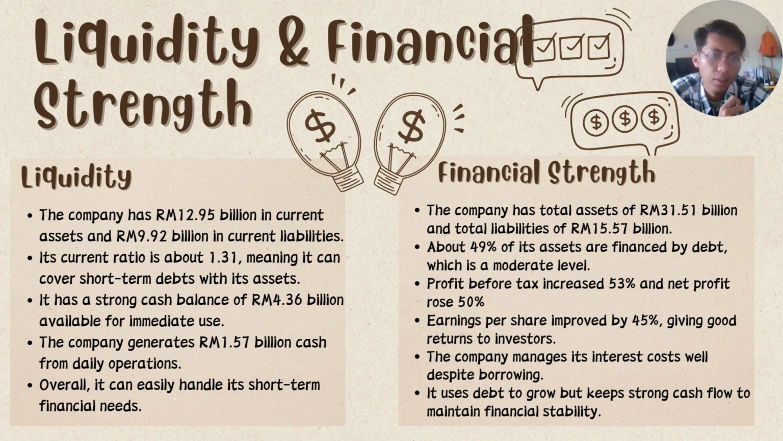It has a strong cash balance of 4.36 billion available for immediate use. The company generated 1.57 billion cash from daily operations. Overall, it can easily handle its short-term financial needs.